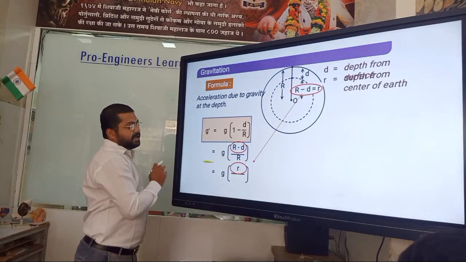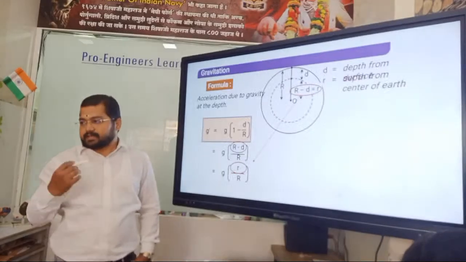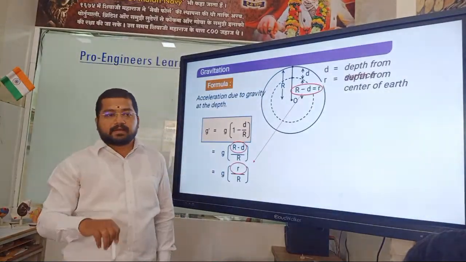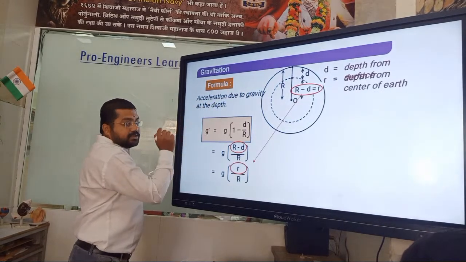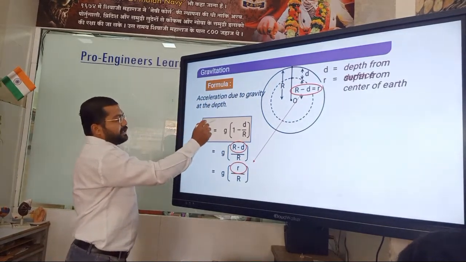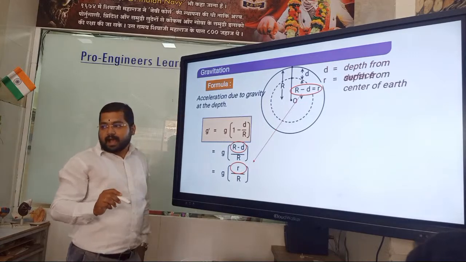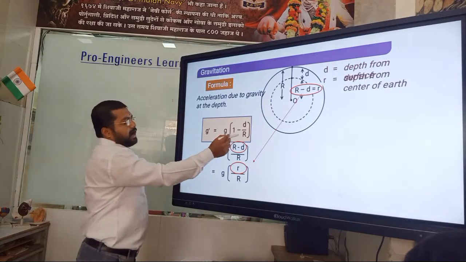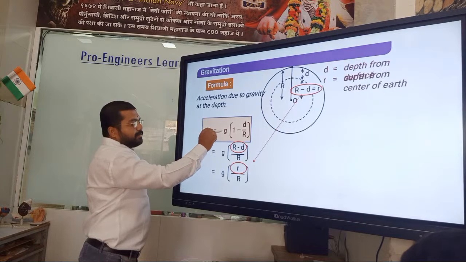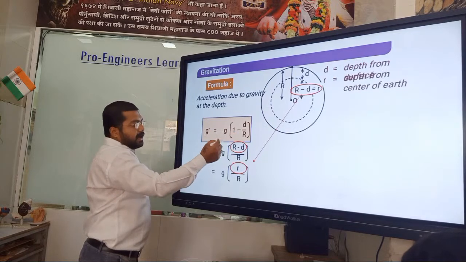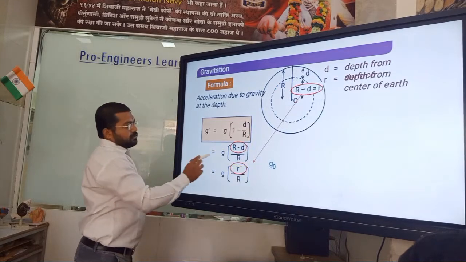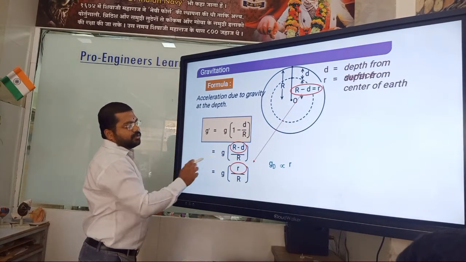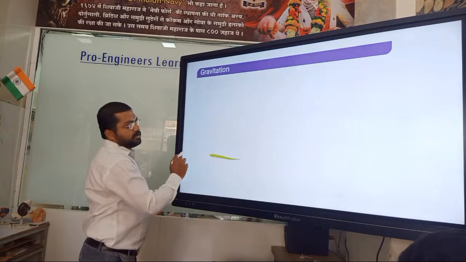Sir, why are we taking this again and again? Revising, so that you will remember this: acceleration due to gravity at the depth, g dash, is equal to g in bracket 1 minus d by r, and r into 1 is r minus d upon r, and Rd belongs to small r. So gd is directly proportional to small r.